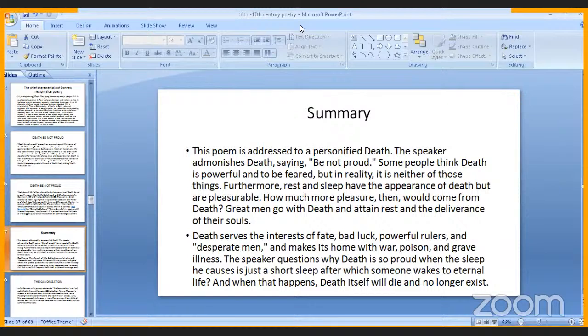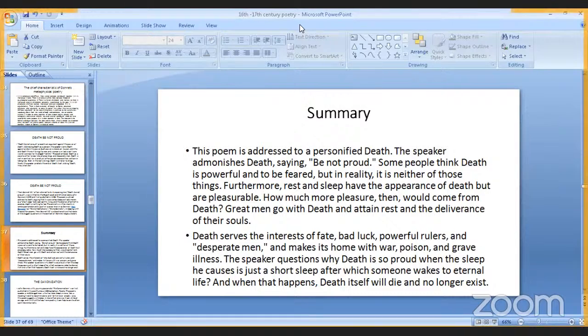Now, this poem is addressed to a personified death. The speaker admonishes death, saying, be not proud. Some people think death is powerful and to be feared, but in reality, it is neither of those things. Furthermore, rest and sleep have the appearance of death, but are pleasurable. How much more pleasure then would come from death? Great men go with death and attain rest and the deliverance of their souls.